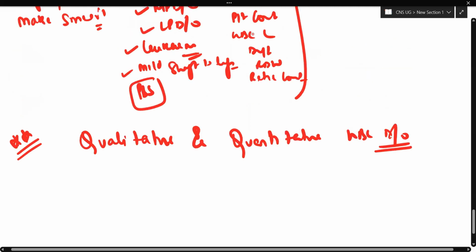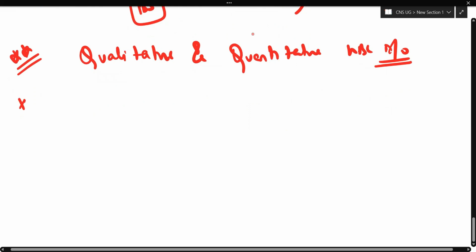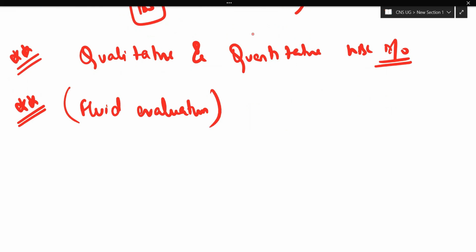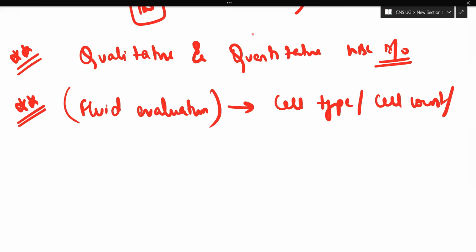Again, we are continuing with clinical pathology only. Under clinical pathology, a very important thing that you have to understand is fluid evaluation. We will have separate classes for this and separate videos will be loaded for them in due course of time. But fluid evaluation is of utmost importance, wherein you have to do the cell type and cell count. Along with that, you have to comment on whether there are any malignant cells present.